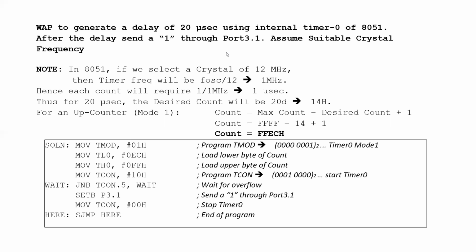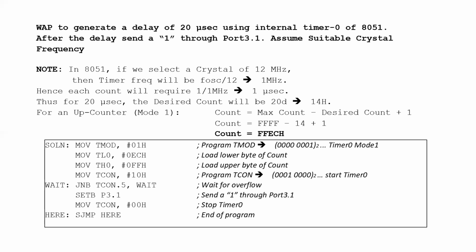When 8051 works in timer mode, it uses the internal clock. The 8051 microcontroller is connected with an oscillator, and the oscillator has some frequency. Here we select the crystal frequency as 12 megahertz, and the timer frequency will be f oscillator by 12. So you will get 1 megahertz timer frequency. Hence, each count will require 1 by 1 megahertz. The time is calculated by 1 by f, that is 1 by 1 megahertz, which gives 1 microsecond.